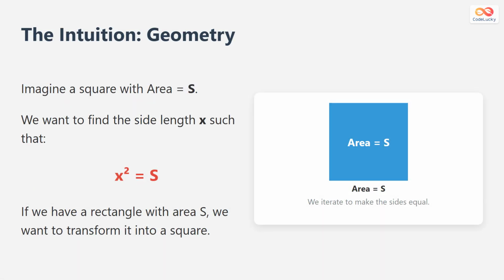To understand the solution, let's look at the geometry. Imagine you have a number s, which represents the area of a square. We want to find the side length x. If we start with a rectangle that has the same area s but different side lengths, our goal is to adjust those sides until they are equal, transforming the rectangle into a square.